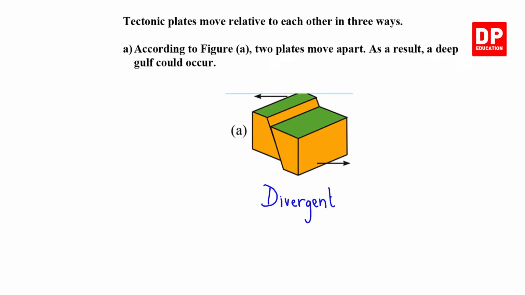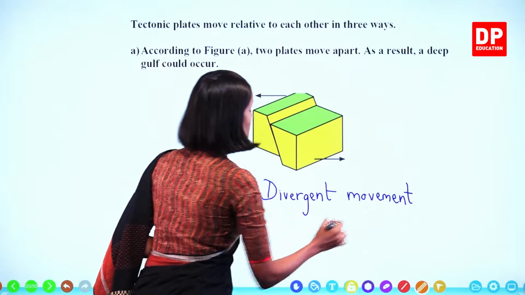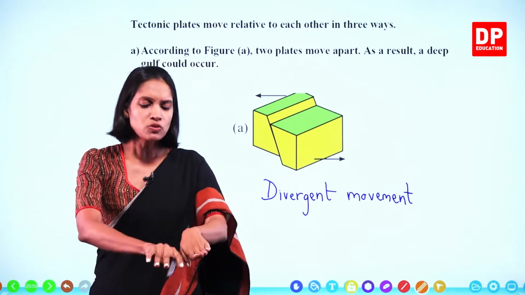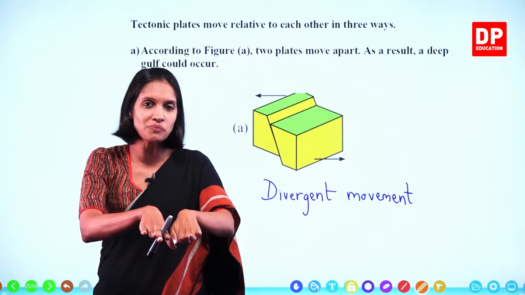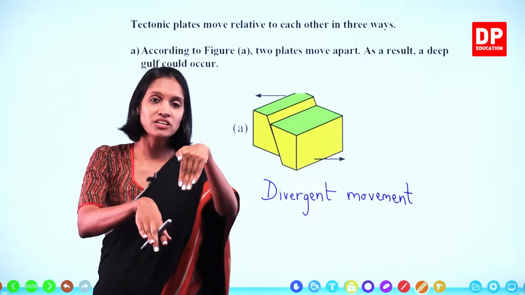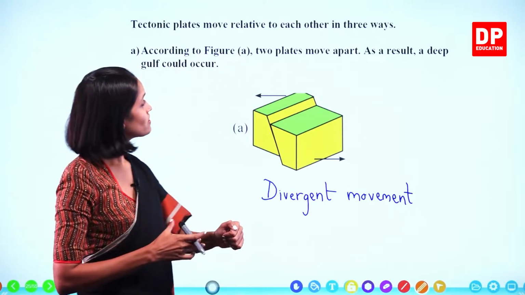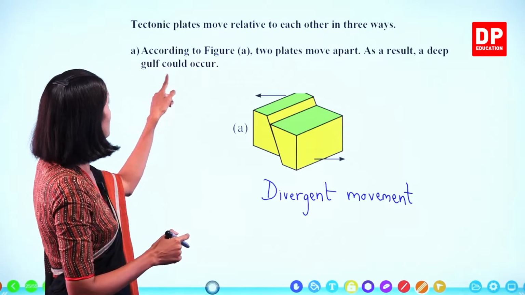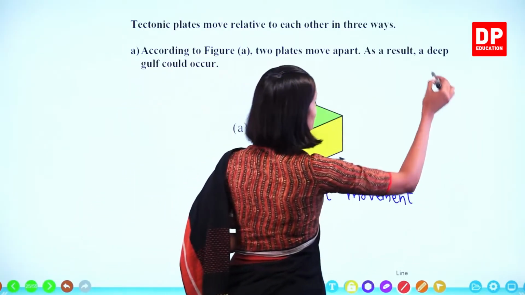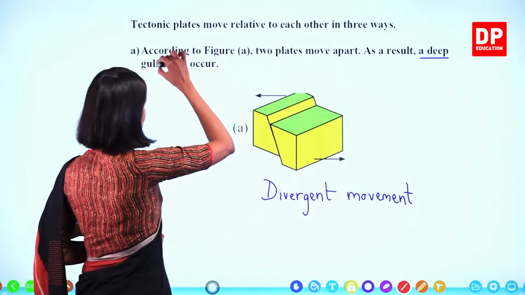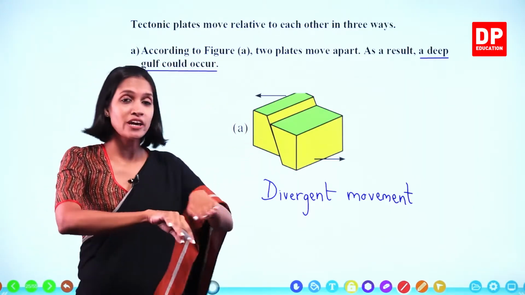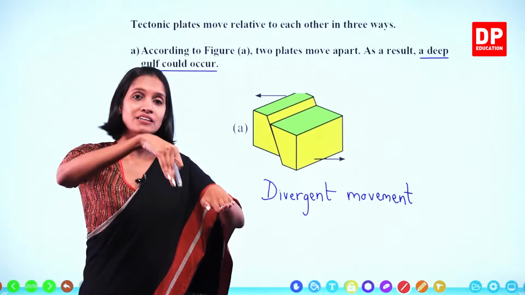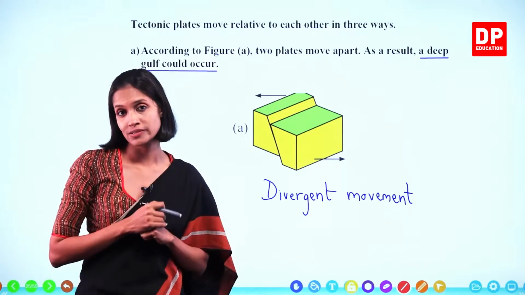Divergent movement. So what happens when 2 slabs, let's say 2 tectonic plates, move away from each other? A trench or a gulf could appear. As a result, a deep gulf or a trench could occur, because when 2 tectonic plates move away from each other, a trench or a deep gulf could occur.